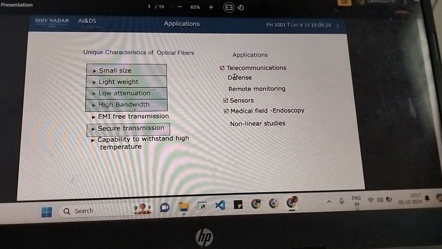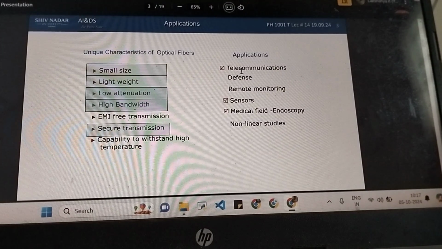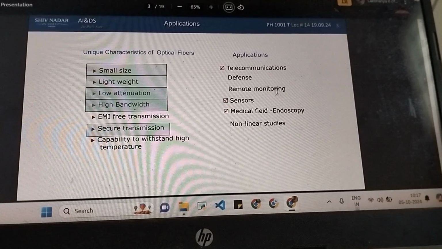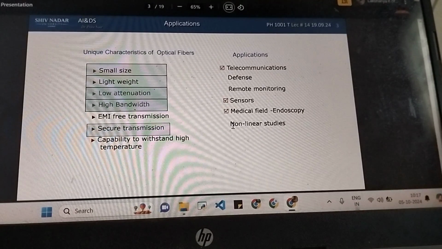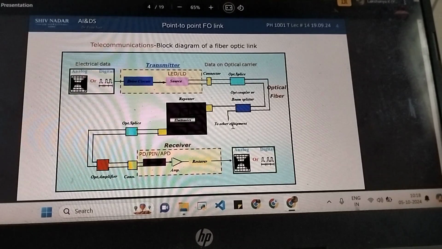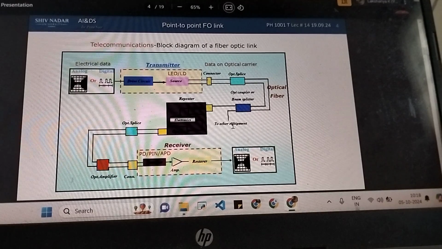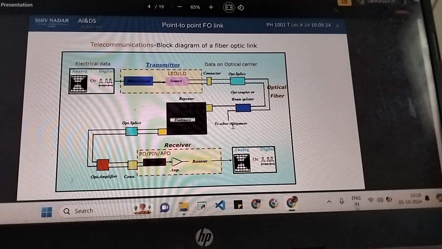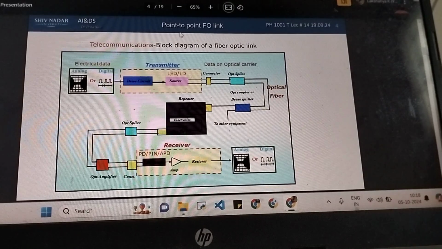And these are some applications: telecommunication, defense, remote monitoring, sensors, medical field. And non-linear studies is your predicting earthquakes, volcanoes and all that. So that is that. So, telecommunication block diagram. This diagram basically explains how fiber optic cables are used in transmitting signals for telecommunication purposes.